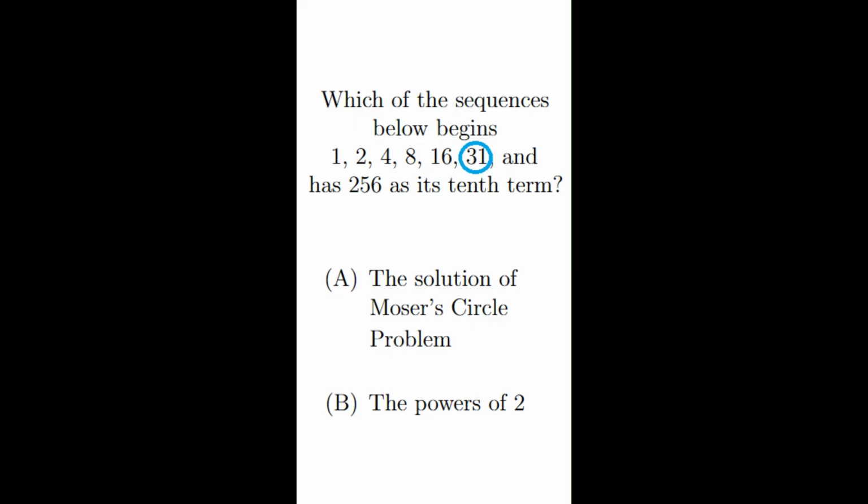Well, 31 is not a power of 2, and 256 is the 9th term in the sequence of powers of 2 beginning at 1. So the answer is A.